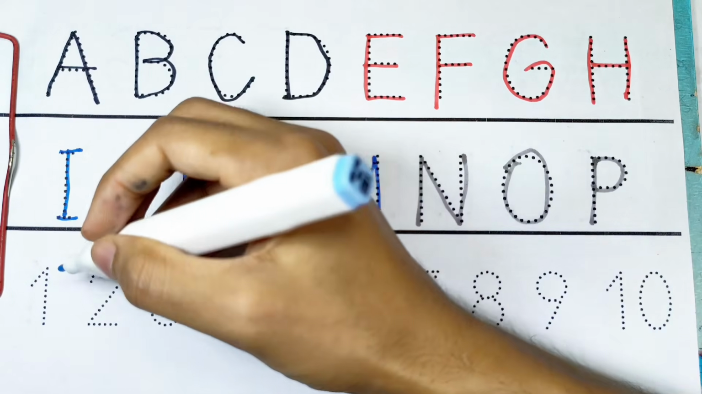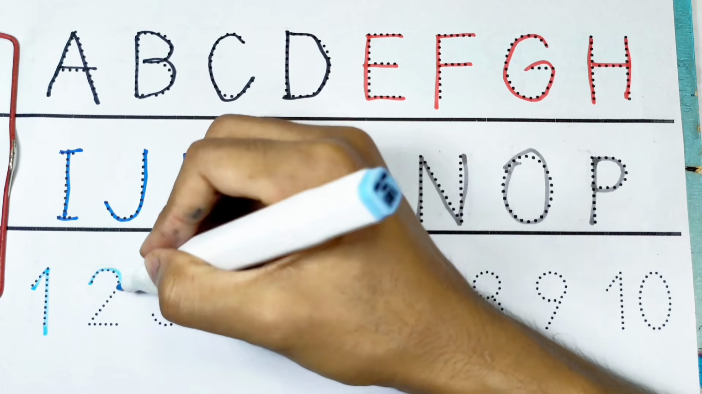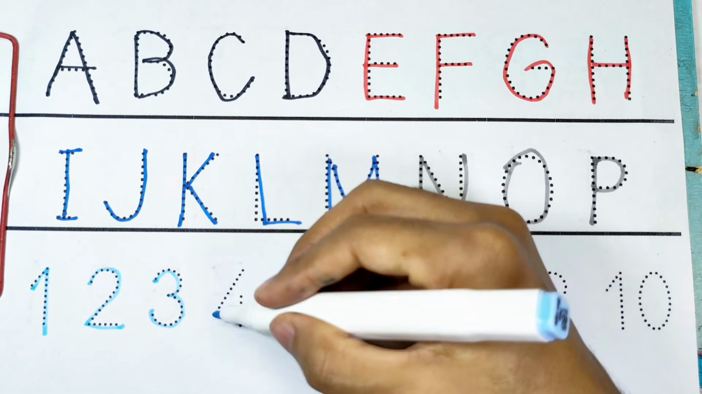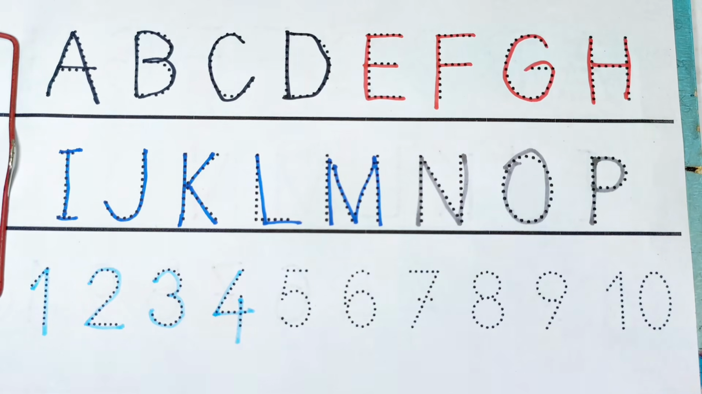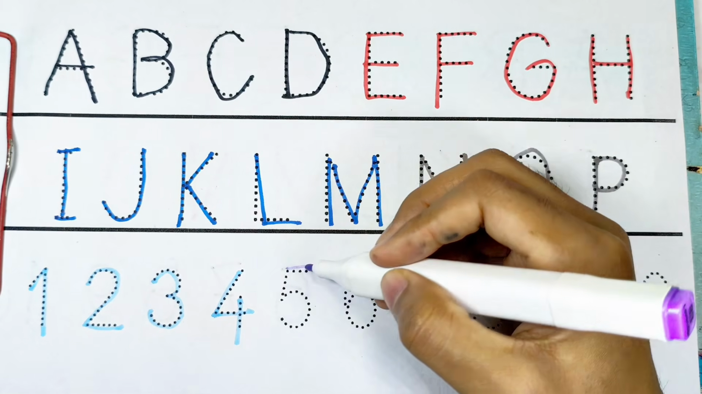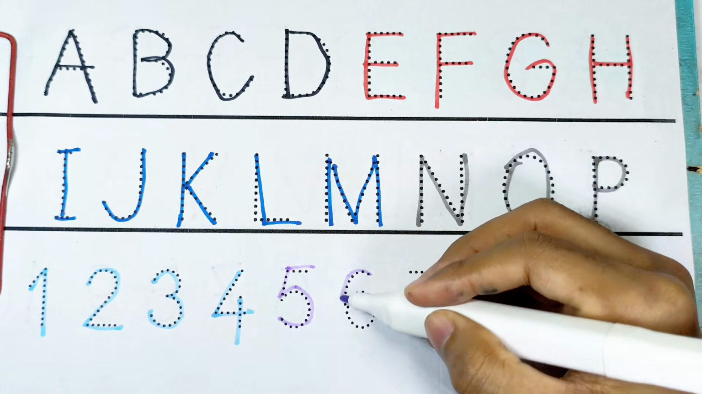Pale blue light color. 1. And a 1. 2. TWO 2. 3. The next one is 4. FOUR 4. The next one is 5. Lavender color. 5. FIVE 5.